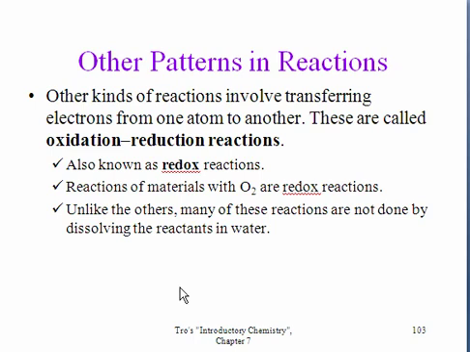The last type of reactions we're going to look at are what are known as oxidation-reduction reactions. These occur when electrons go from one atom or ion to another. We also often use the shorthand term redox to describe these type of reactions. Anytime something reacts with oxygen, it is a redox reaction. 99% of the time, oxygen gains the electrons. Unlike the other reactions we've talked about, these do not have to occur in water.